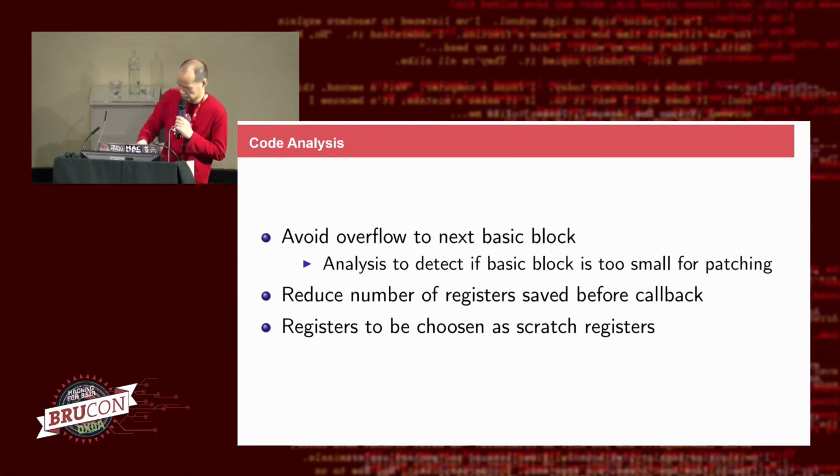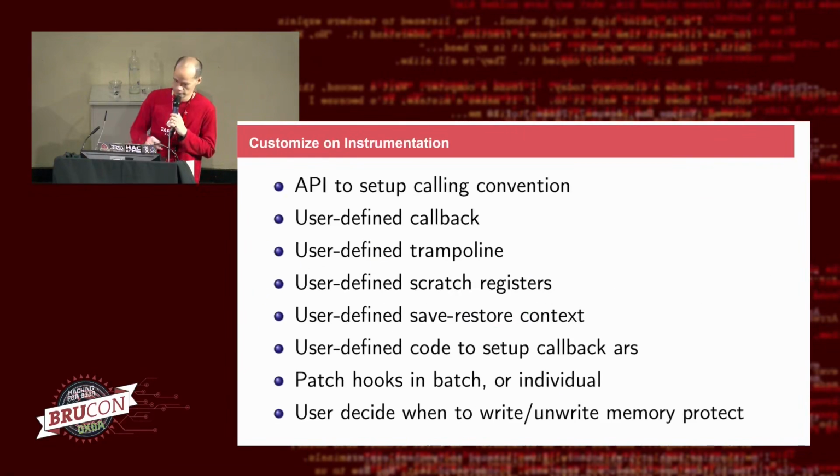Okay, so some other things we need to do in Scorpio, like code analysis. Customization. Okay, so as I said, because Scorpio is very flexible and allows optimization for you to build a fast and powerful fuzzer, we provide an API so you can do optimization. You can optimize the callback, optimize the trampoline, you can optimize the scratch register, how you save and store context, and so on.